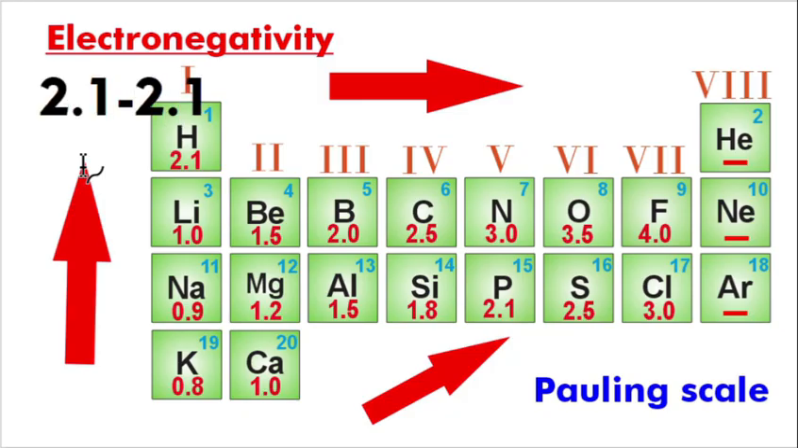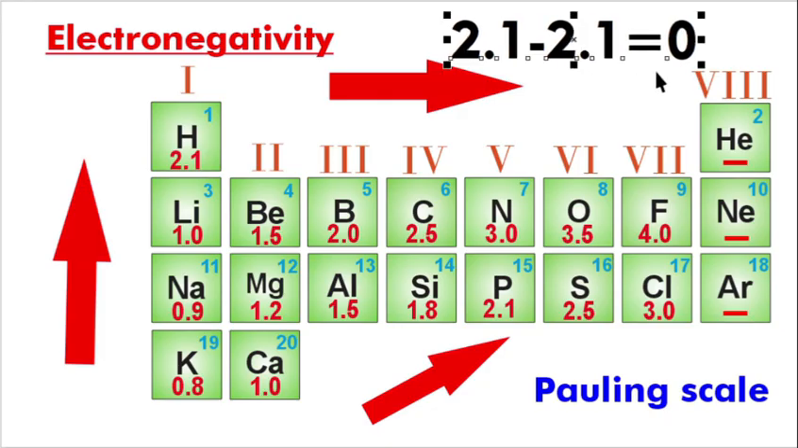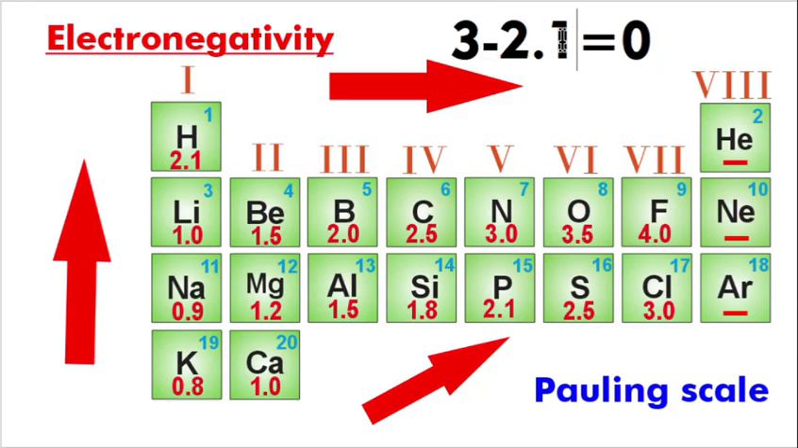If there is an H and H bond, both are 2.1 and 2.1, so the difference is 0. Similarly, if you take N and N, nitrogen and nitrogen, 3 and 3, when you subtract 3 from 3 you get 0.